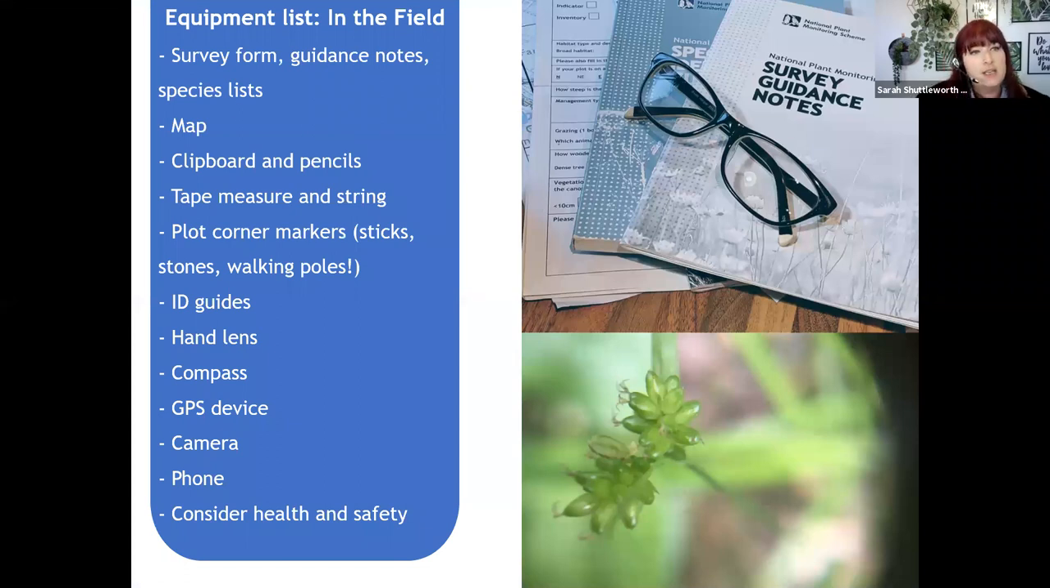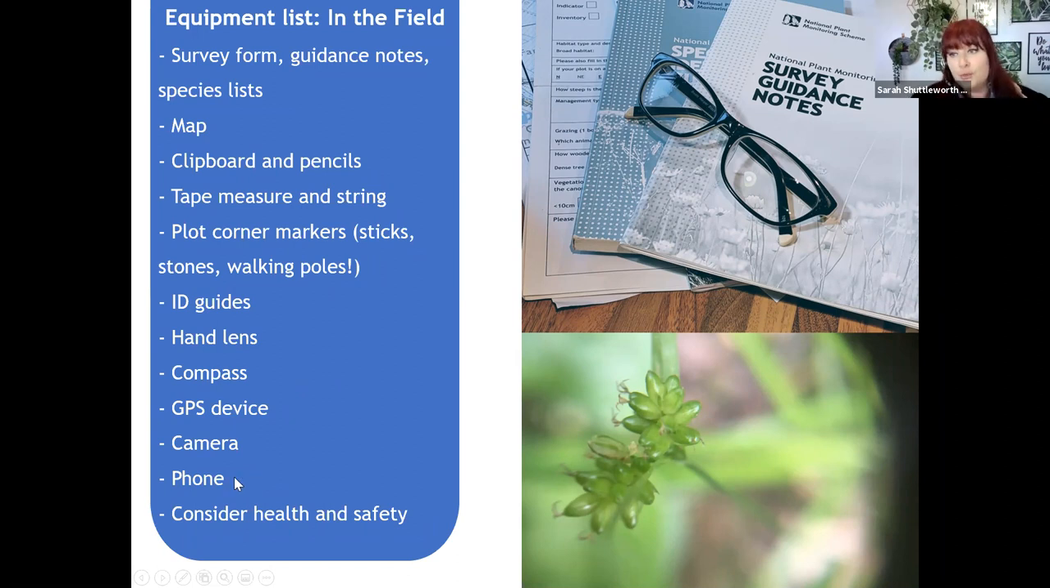And then again, it's just looking at what sort of equipment you might want to have with you in the field. So you're obviously going to need your survey form or your app, if that's how you're going to do it. Your guidance notes, it's worth taking just in case a query comes up about your plot and you're not sure, it's probably answered in your notes. Your species lists, your map, and possibly your OS map. Clipboard and pencils, obvious. The tape measure and the string, all the plot paraphernalia, I should call it. Your ID guides, your hand lens, your compass, or again, most phones have that, as well as the GPS device. Most phones have an app these days for that. And your phone has probably got a camera on it. So those last four are all one, really.